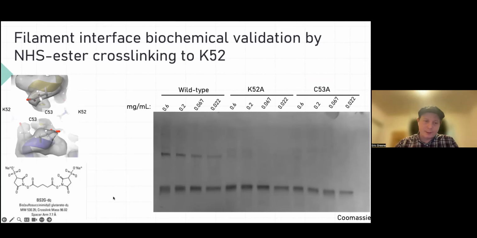I could also do the same experiment with maleimide, a bismaleimide 8-angstrom crosslinker, and get the same results. And so we were very happy that we could indeed biochemically verify that this was a bona fide interface.